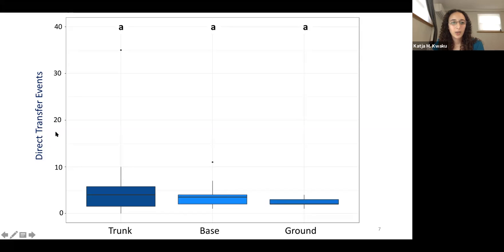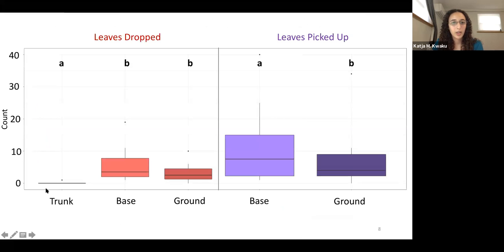And then I'm going to move on to our indirect transfer results, which are pretty interesting. So remember, for indirect transfer, we had 2 measures: the number of leaves dropped and the number of leaves picked up. And we analyzed these separately so that we didn't double count a single indirect transfer event. Looking at the graph on the left first is the number of leaves dropped for our 3 sections. And contrary to our predictions, we found that the ants dropped leaves significantly less often, in fact almost never, at the trunk as opposed to on the base and the ground.